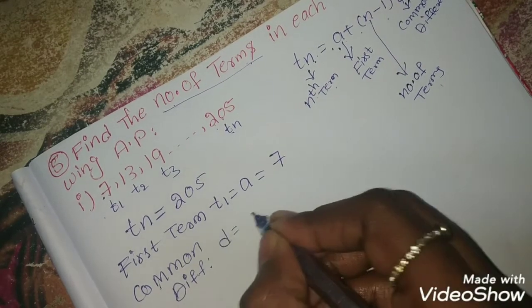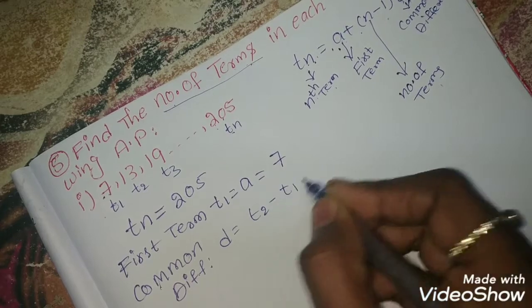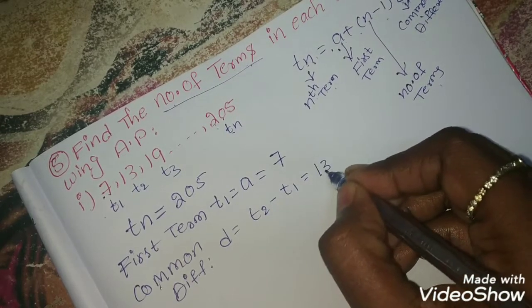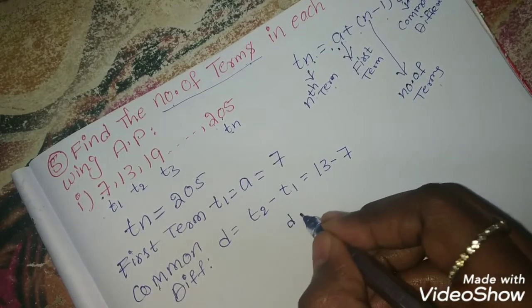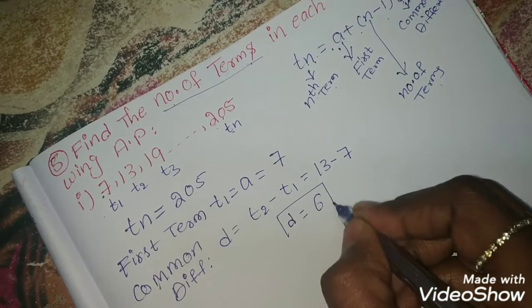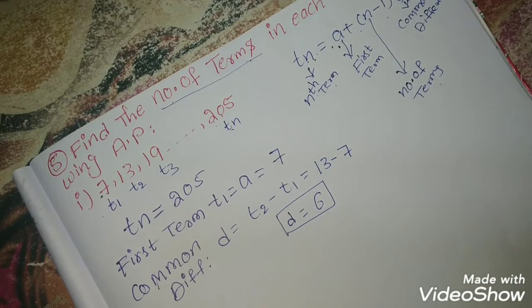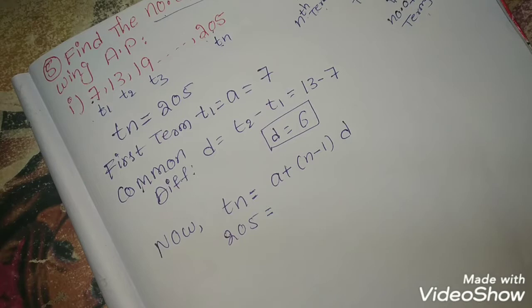D is equal to T2 minus T1. That is 13 minus 7. What is 13 minus 7? D is equal to 6. Okay, we found the first term, the nth term, and the common difference.